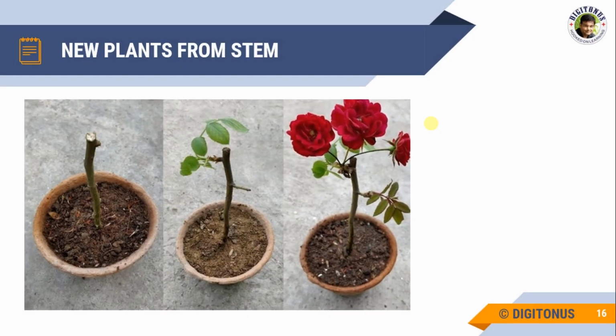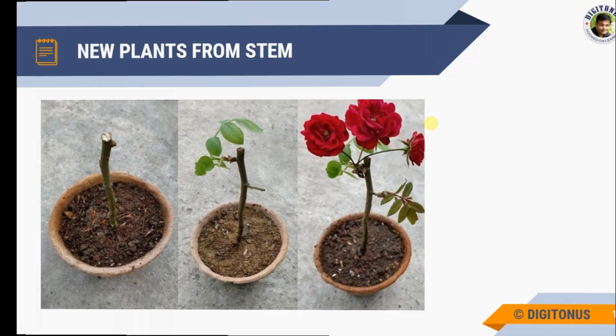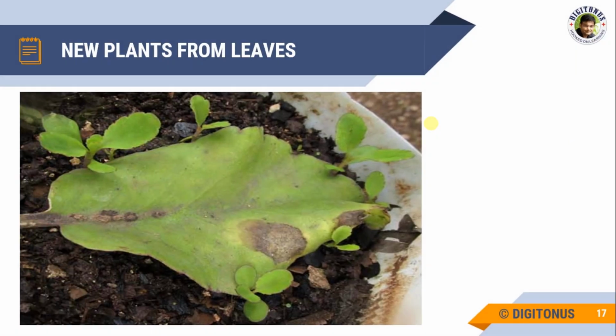New plants from stem. Rose, money plant and hibiscus can grow into a new plant with a stem cutting of a mother plant. New plant from leaves. Bryophyllum leaves. A complete plant can be grown from these leaves if they are placed in moist soil.